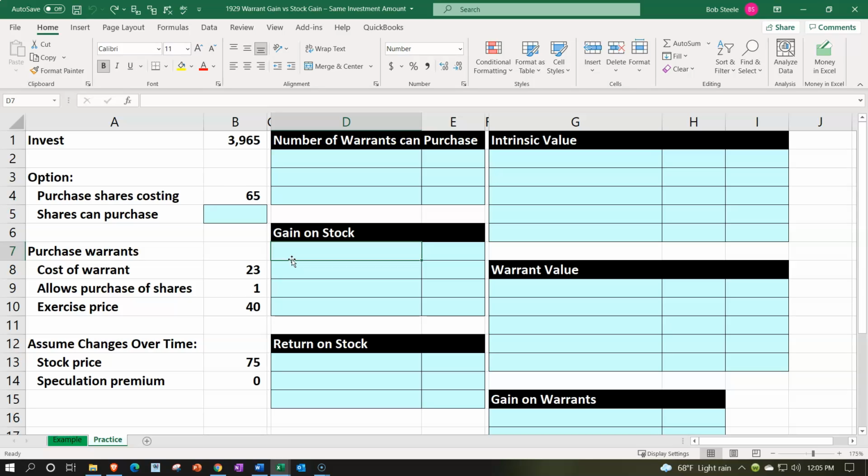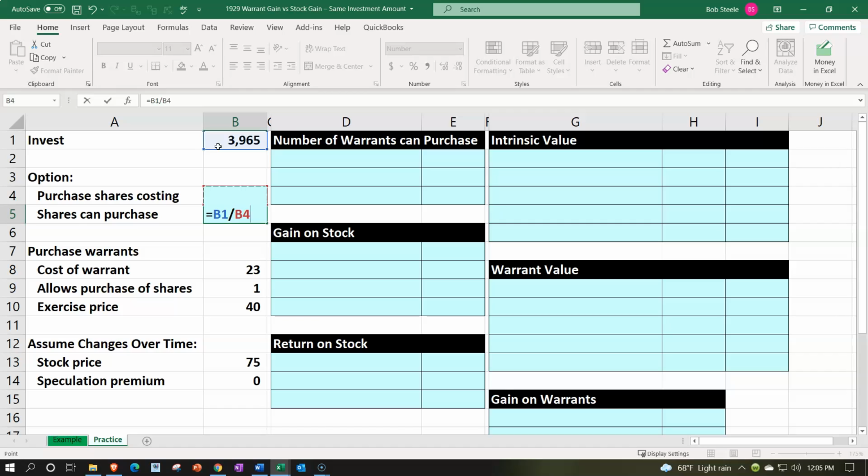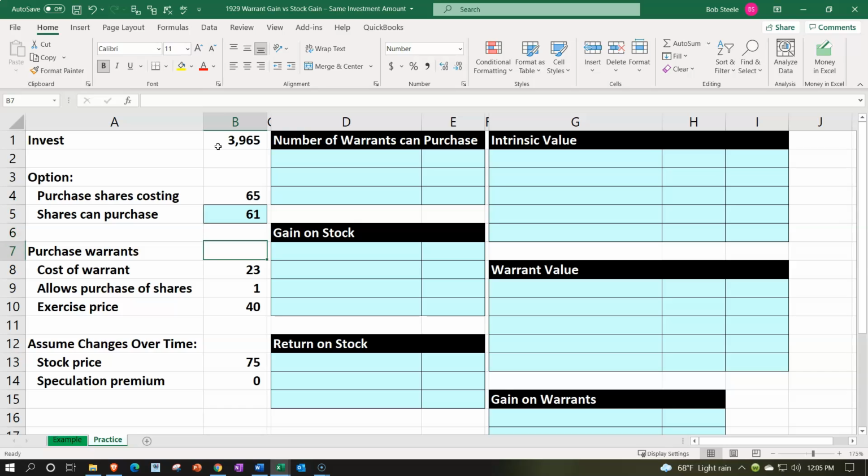versus the investment in warrants with the same investment amount, $3,965, meaning we'll be able to purchase more warrants than stocks, given the fact that the warrants typically will be cheaper. So option one, we can purchase shares of stock that cost $65 and we want to invest $3,965. So how many shares could we purchase? We're going to take the $3,965 divided by the $65. We could purchase 61 shares of the stock.